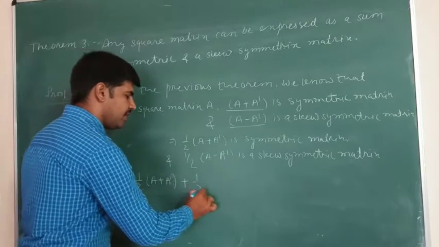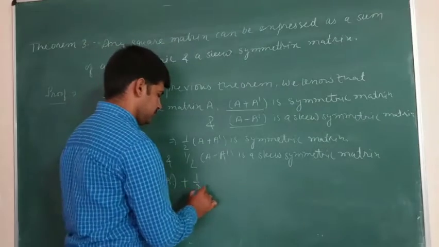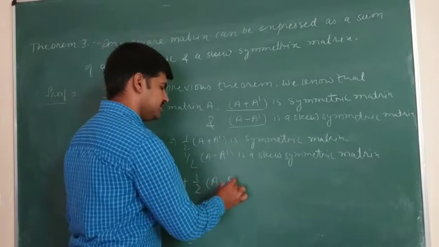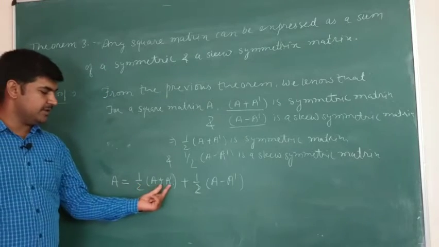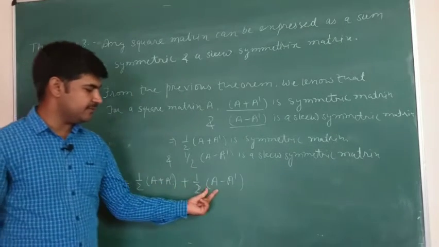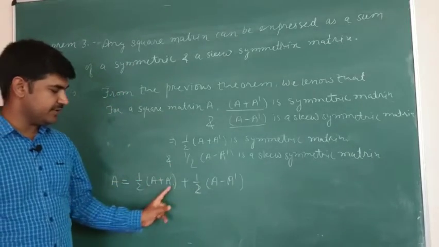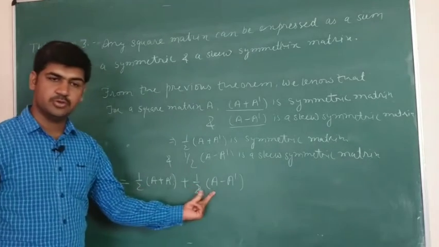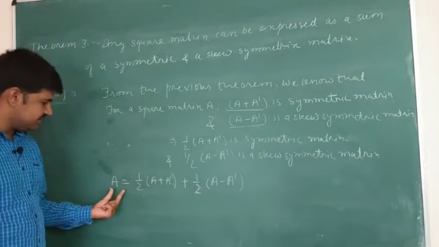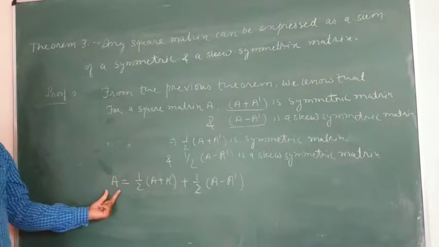So now we know that A can be written as half of A plus A dash plus half of A minus A dash. If you simplify this, half of A plus half of A dash plus half of A minus half of A dash. So half of A dash and minus half of A dash will be cancelled, and half of A plus half of A is equal to A, and A is equal to A. So I can say A can be expressed in this particular form. If you simplify this, you will get it as A only.